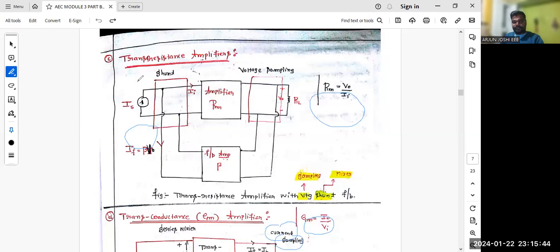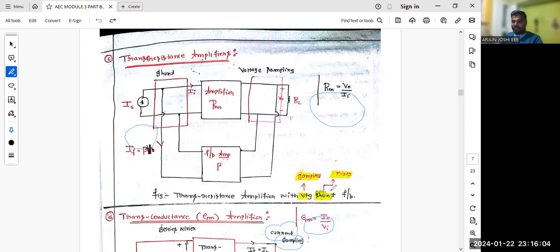Here, what is the equation for transresistance? Transresistance Rm is equal to output voltage divided by input current. Why? Because it is a gain, which is output divided by input. What is the output here? V naught divided by I. Ohm's law we need to apply. Now, what is the input current?